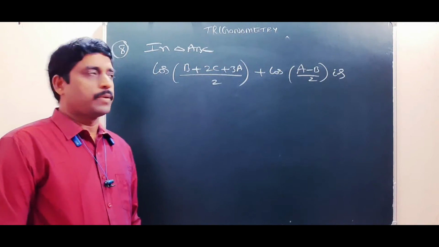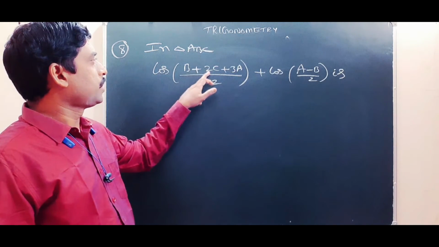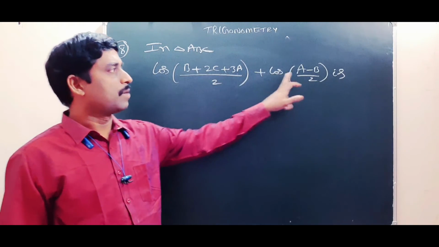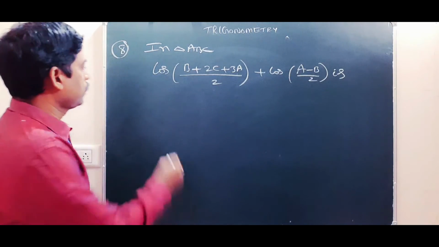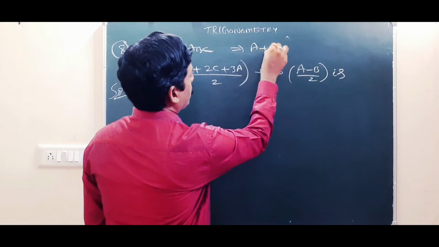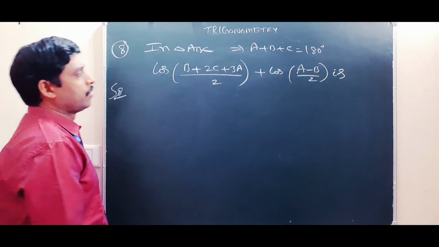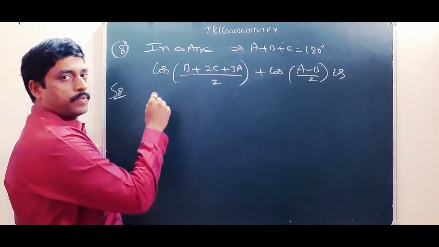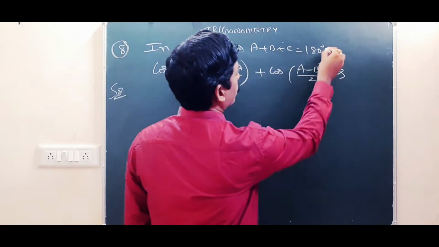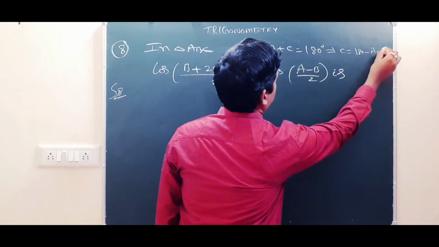Okay, let us go to the next problem. In triangle ABC, find the value of cos of (B plus 2C plus 3A) by 2 plus cos (A minus B) by 2. Okay. So in triangle ABC, the sum of angles is equal to 180 degrees. So first we have to find the C value. C is equal to 180 minus A minus B.